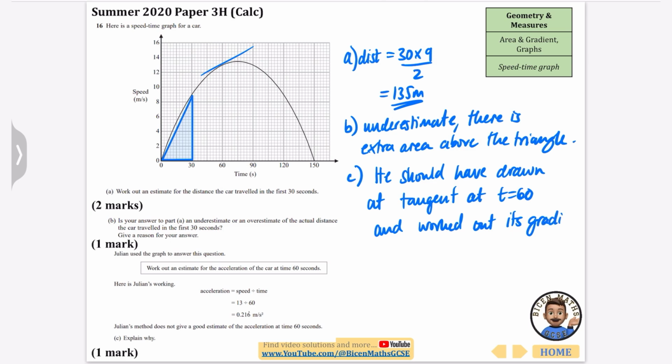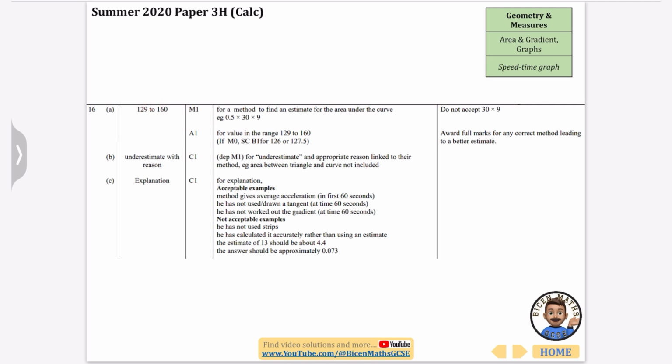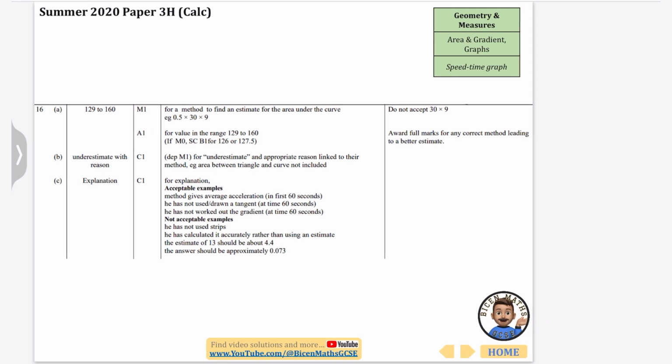Okay, let's double check we have these. So we've got 135, underestimate. So yeah, 135 would be in there. It's an underestimate and he has not used or drawn a tangent. So that's perfectly good there.